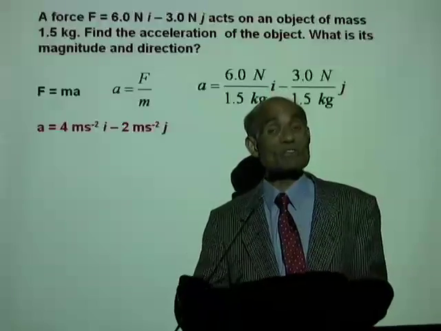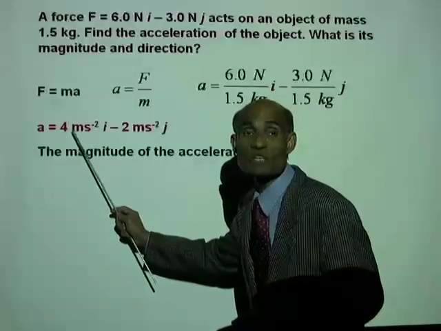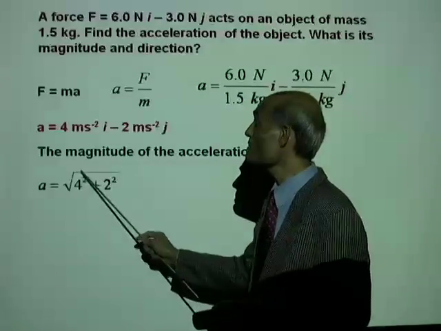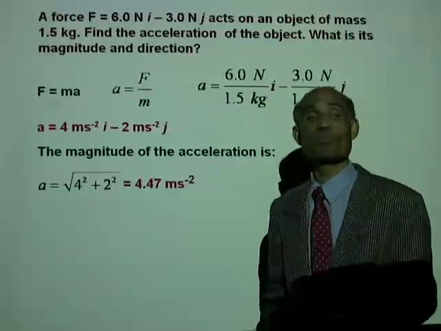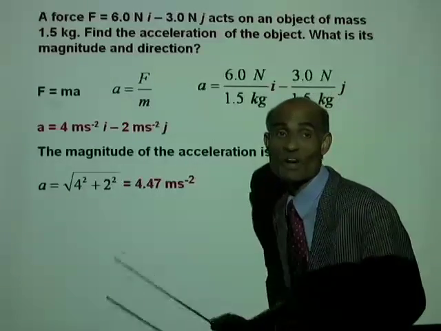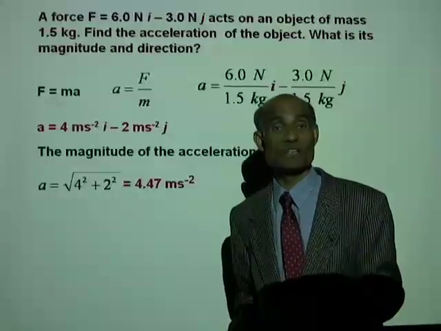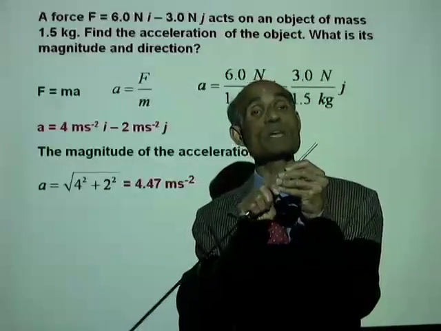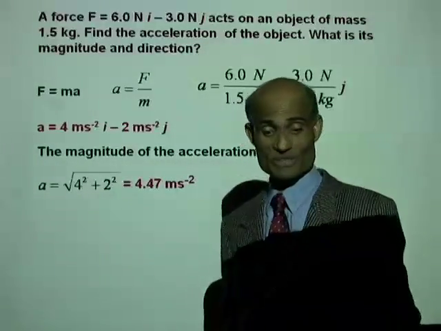How do you write it in the magnitude-angle form? Well, the magnitude of the acceleration will be the square root of x squared plus y squared. So a equals the square root of 4 squared plus 2 squared. That is 4.47 meters per second squared. And what is the direction of that acceleration? Notice that y is negative, x is positive. Tell me, what is the quadrant in which this acceleration vector is going to be? Y is negative, x is positive, it is the fourth quadrant.